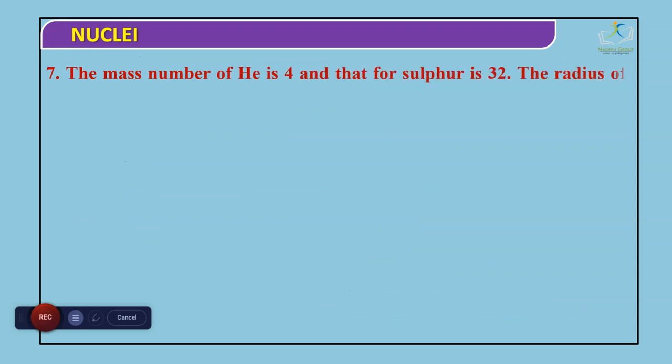Next question, we have the mass number of helium as 4 and that of sulfur as 32. The radius of a sulfur nucleus is larger than that of a helium nucleus by.